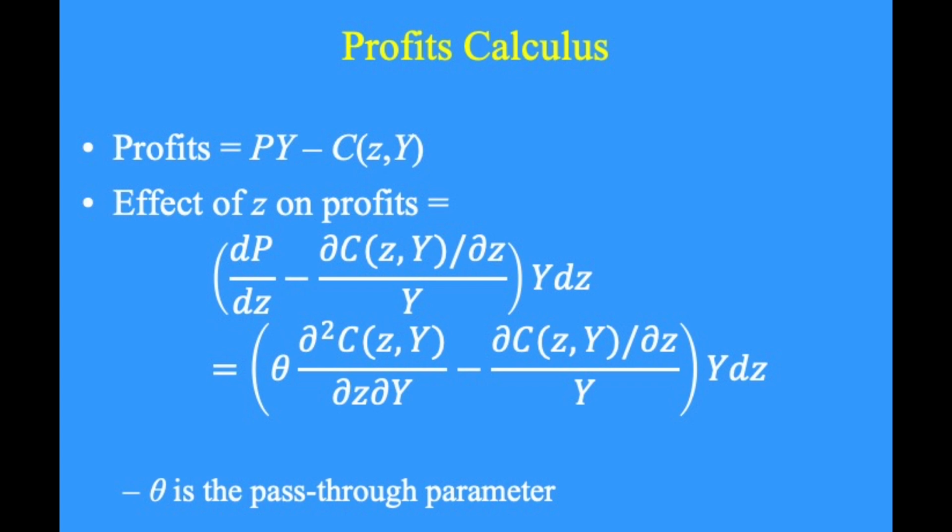Theta is the pass-through parameter, and the cross derivative of the cost function is the effect of Z on marginal cost. The dy terms drop out because price equals marginal cost. The second term in parentheses is the effect of Z on average cost. If Z increases marginal cost more than it increases average cost, and enough of the marginal costs are passed through, then Z increases profits even though it may increase costs. This calculus of profits is the crux of the results from the previous segment.